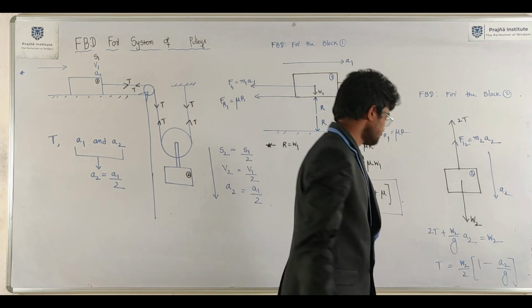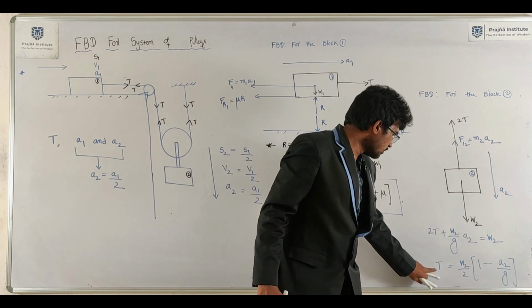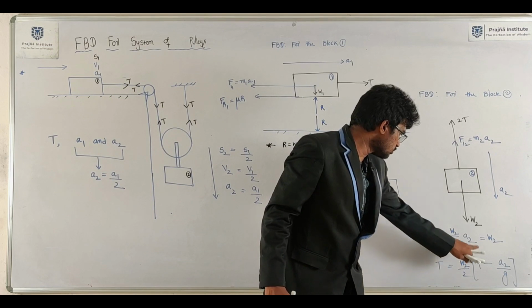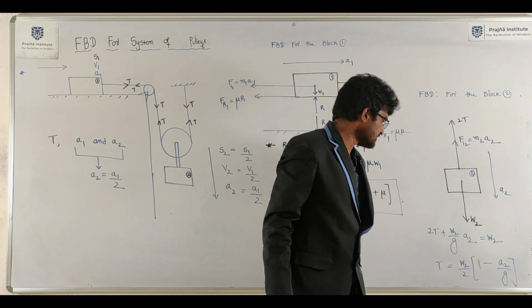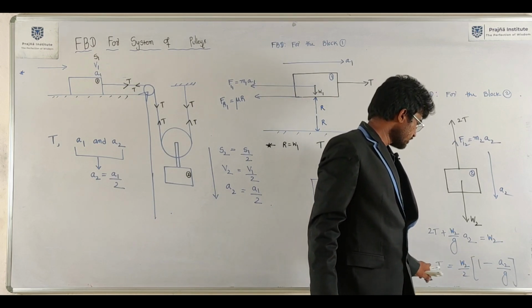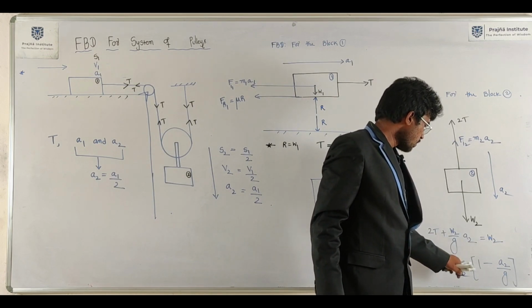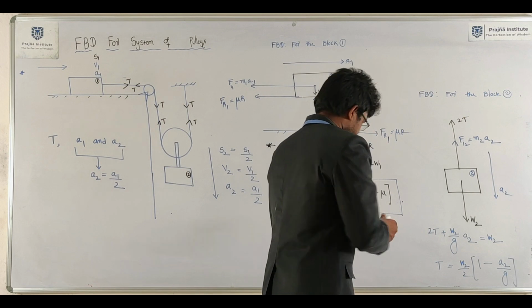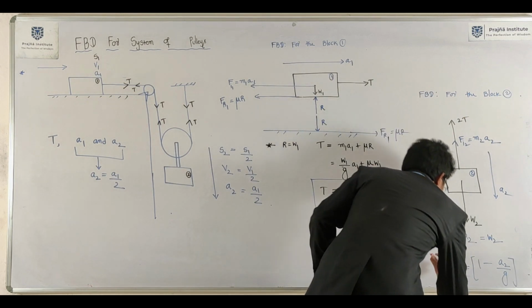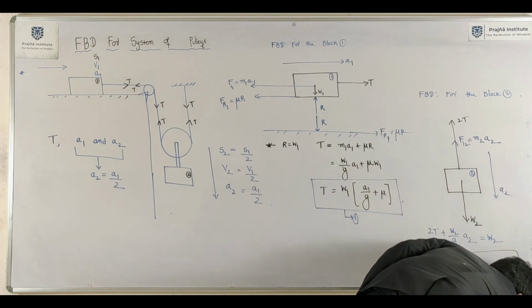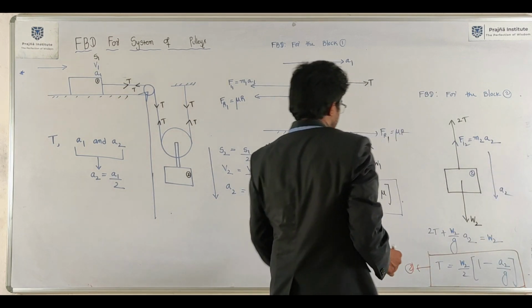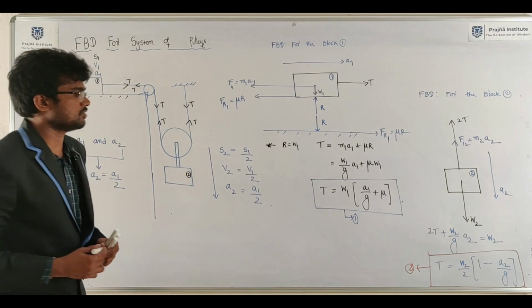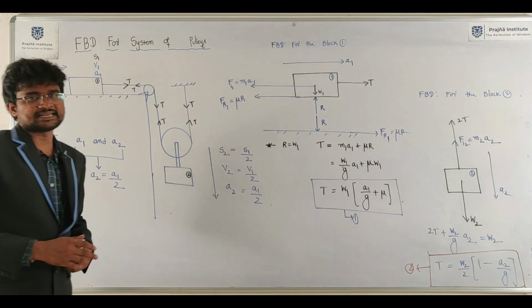By 2 unit. T equal to W2 taken common, 1 minus a2 by g. So 2T equals W2 into 1 minus a2 by g. That's it. Here it is tension T, equation number 2. Once you solve these two equations, you will get tension and acceleration. Okay?